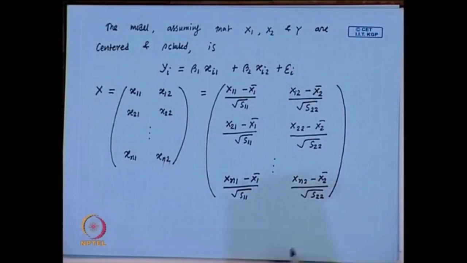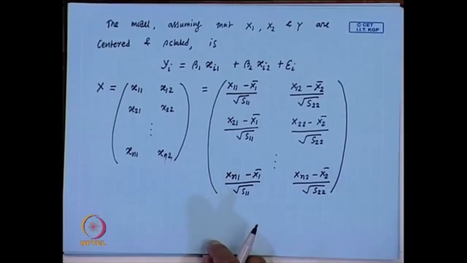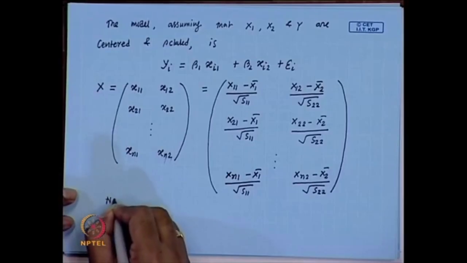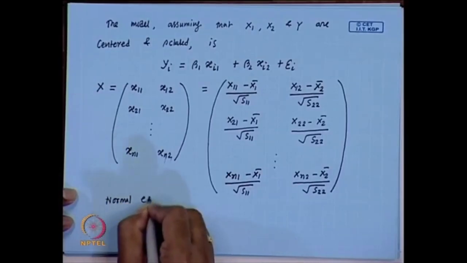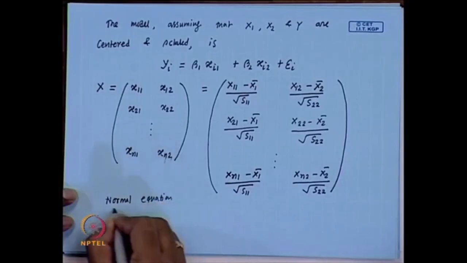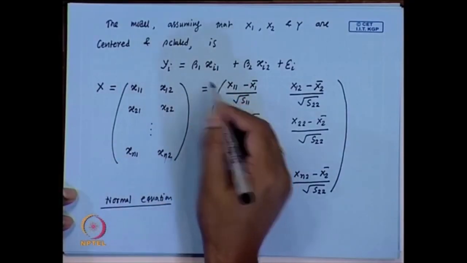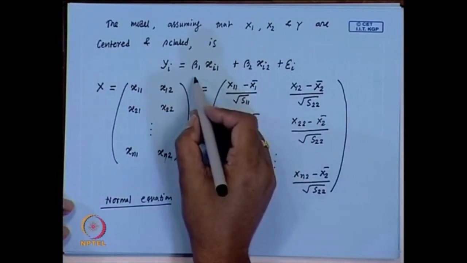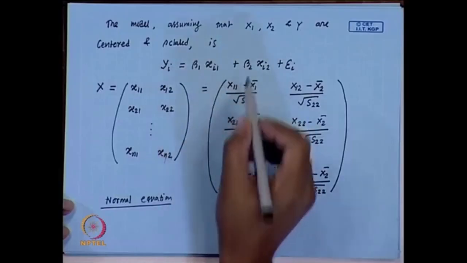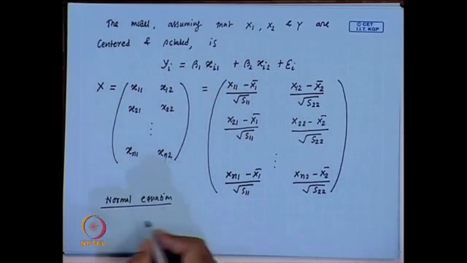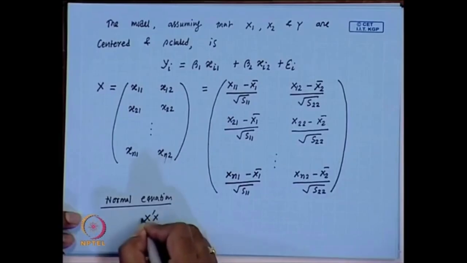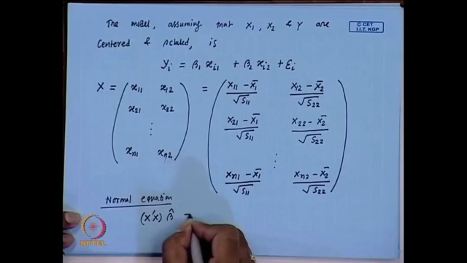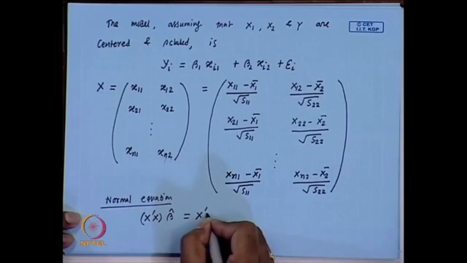Now, what is the normal equation associated with this model? The normal equation in general, basically I am trying to find the least square estimate of two regression coefficients beta 1 and beta 2. So, the normal equation is X prime X beta hat equal to X prime Y.